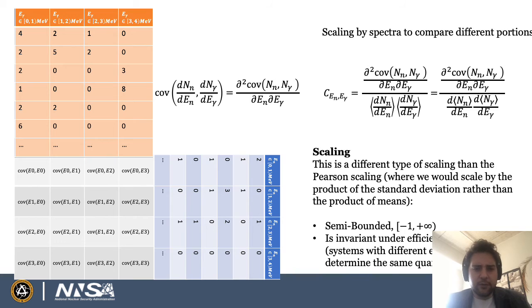Now, this is a bit different from the more standard Pearson scaling, where we divide by the standard deviations of the two columns being taken, but it still retains very interesting properties. The first one is that this parameter here, which we call C_{E,Eγ}, is semi-bounded, so it has a boundary of -1, indicating complete competition, and it's also invariant under efficiency. So different systems with the same sensitivity to different energy regions, but different coverage, will naturally converge to the same quantity.